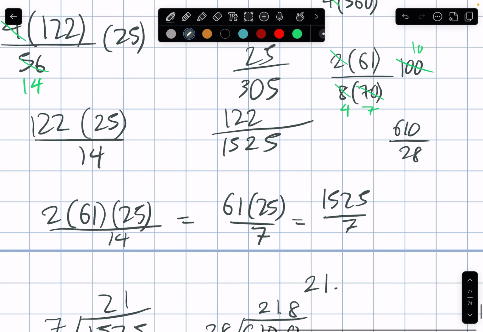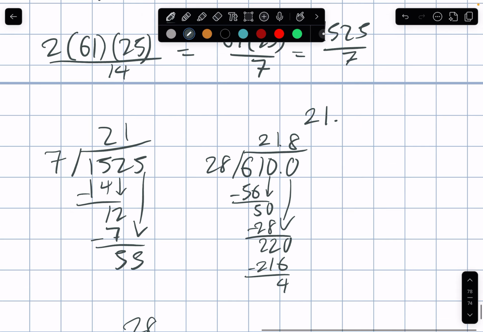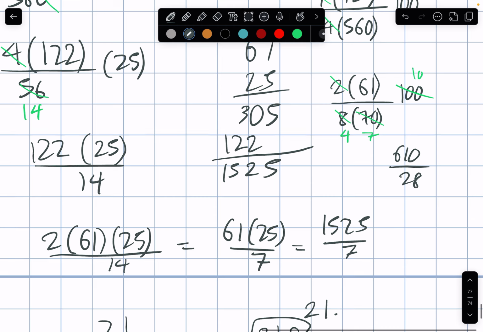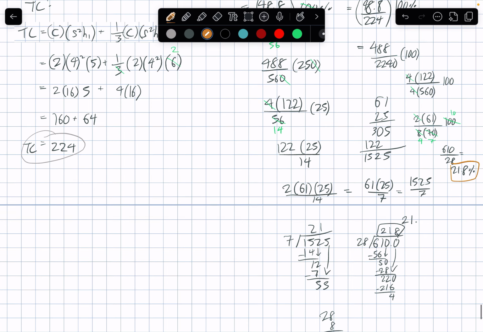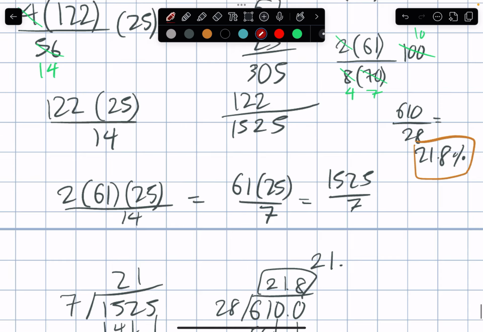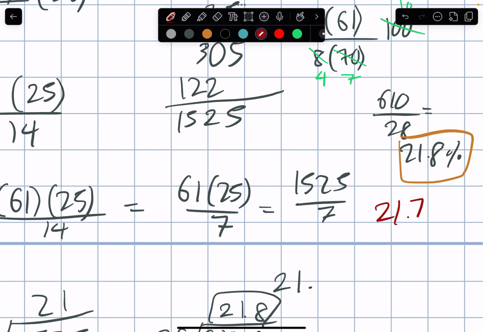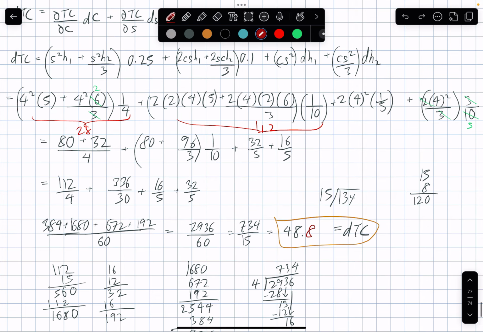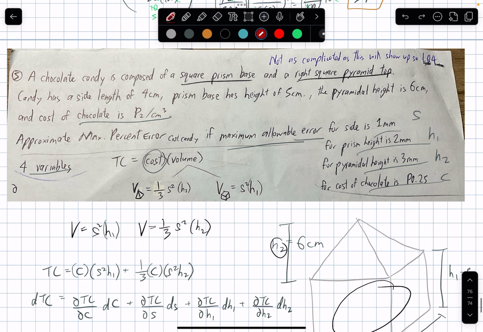At this point, I think this is already good enough. So we found out that it is 21.8. So that is the percent error value. In the answer key, it is 21.78%, more precise. But I think this should be enough. So that's it. We are done with total differentials. Thanks for watching.